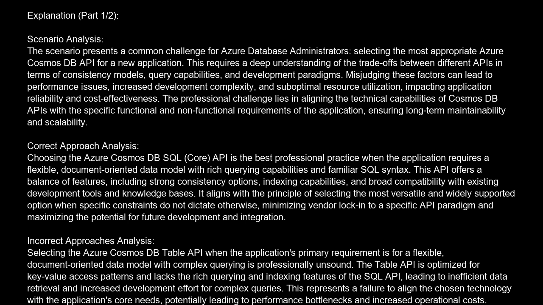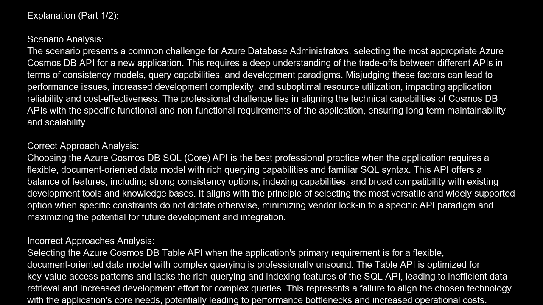Explanation: Scenario analysis. The scenario presents a common challenge for Azure database administrators: selecting the most appropriate Azure Cosmos DB API for a new application. This requires a deep understanding of the trade-offs between different APIs in terms of consistency models, query capabilities, and development paradigms. Misjudging these factors can lead to performance issues, increased development complexity, and suboptimal resource utilization, impacting application reliability and cost-effectiveness. The professional challenge lies in aligning the technical capabilities of Cosmos DB APIs with the specific functional and non-functional requirements of the application, ensuring long-term maintainability and scalability.